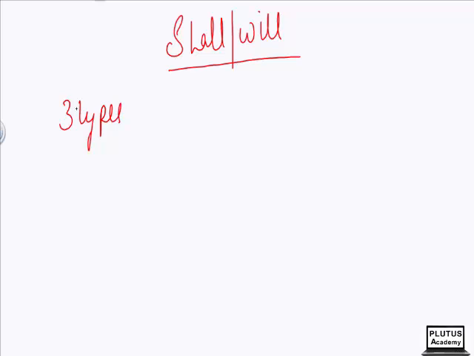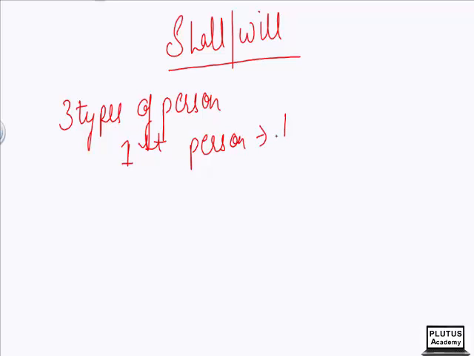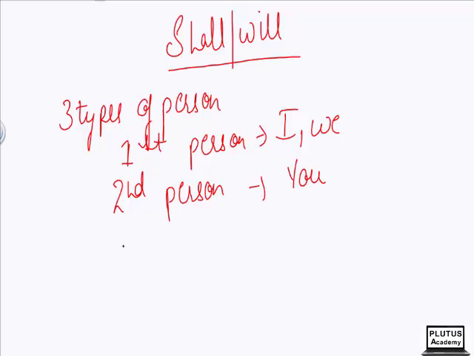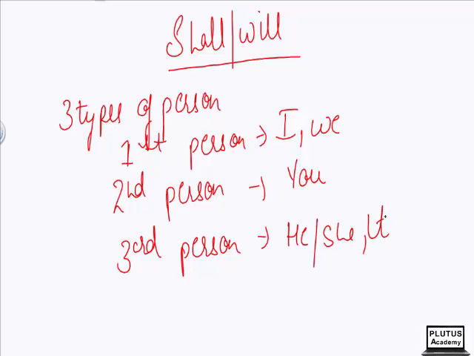Okay, so now we'll discuss shall and will. We all know that there are three types of person in the English language: first person, I, we; second person, you; and third person, he, she, it, and they.